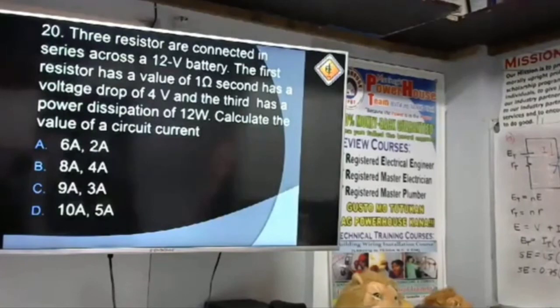Number 20, so we have 3 resistors connected in series across the 12 volts battery.